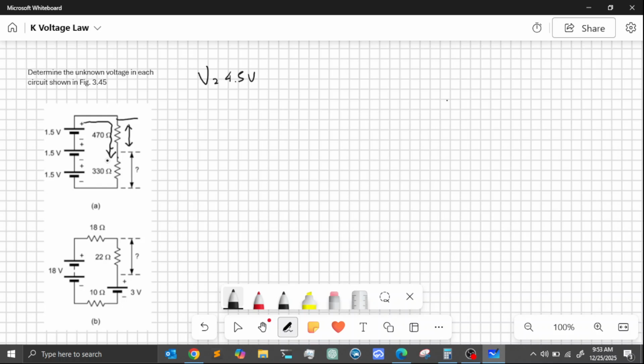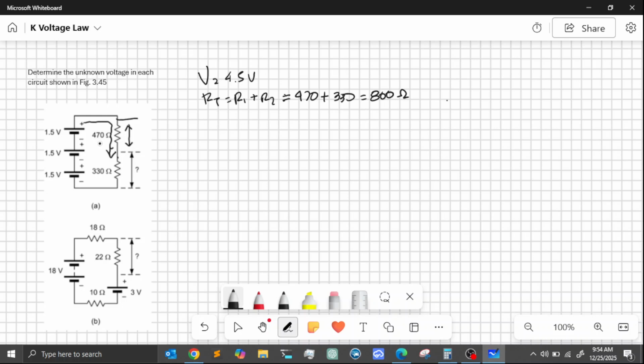So first let's calculate the total current flowing through the circuit and the total resistance. The total resistance, given the fact that the two resistors are in series, is R1 plus R2. And this is equal to 470 plus 330 equals 800 ohms.